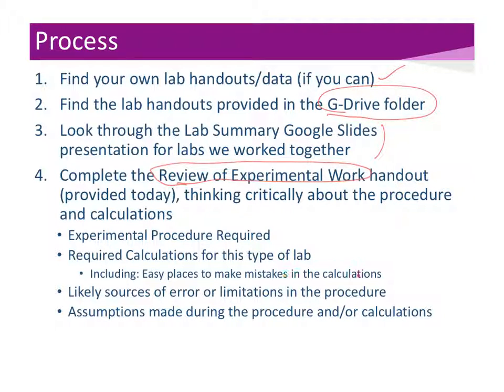And what are some easy places to make mistakes in those calculations? What are some likely sources of error or limitations in the procedure? And what are some assumptions made during the procedure and/or during the calculations? If you put some time into all of those labs that are required, and you put time into these 4 areas, you will be more prepared for paper 3, question number 2, which will be about one of those labs. And I've shown you some examples, and I will be giving you more examples, including today, from the substitute, but I'll be giving you a few more examples over the next few days as well.